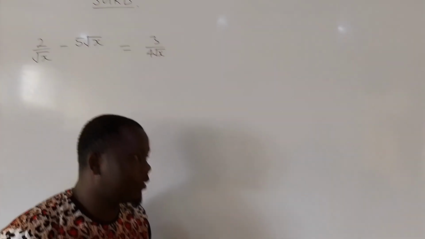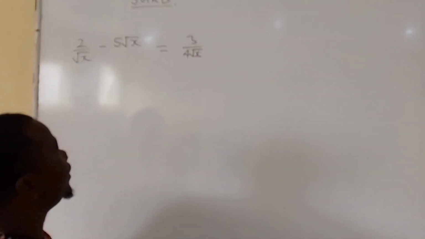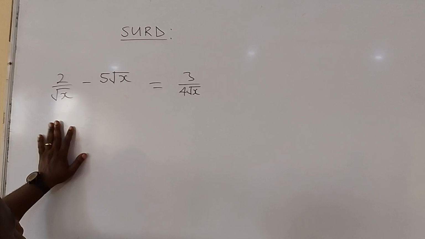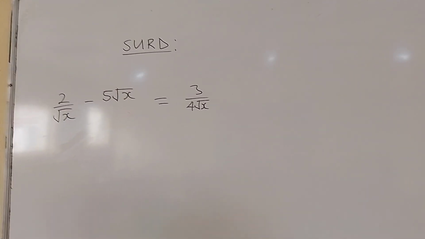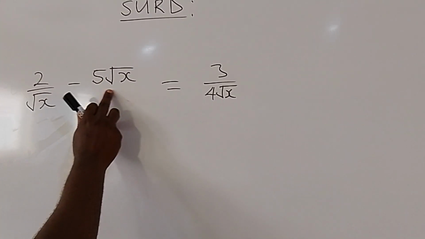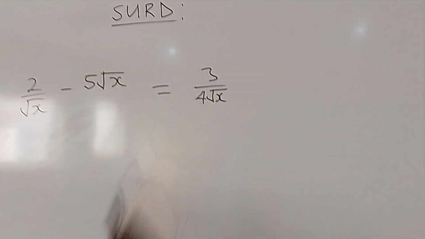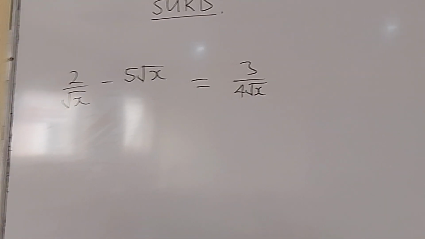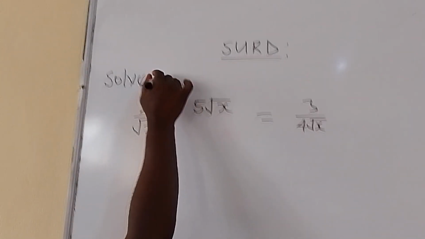Hi, today we'll be talking about surds. In surds, sometimes you come across examples of this form: 2 over square root of x minus 5 square root of x equals 3 over 4 square root of x, and it says solve for x. Simple as ABC.